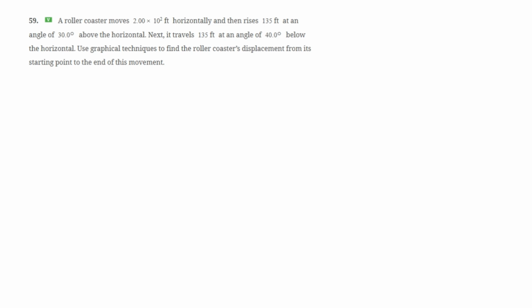They basically say this. They say, I have a roller coaster that is moving 2 times 10 to the second feet horizontally. So this is a displacement. So 2.00 times 10 to the second feet, that is what we call displacement. Displacement is a vector. Remember, distance is not a vector, displacement is a vector. So I am moving horizontally like this. 2.00 times 10 to the second is the same as 200, because this is 2.00 times 100. This is 200 feet.